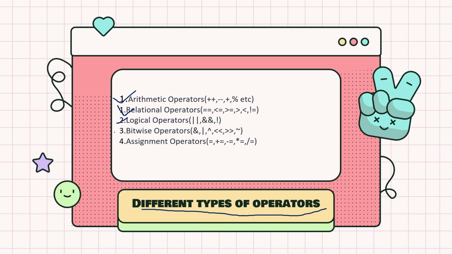Next are bitwise operators. Bitwise operators are a bit complicated. They are used to perform bit-level operations on operands. We will discuss them later. And then we have assignment operators, which are used to assign a value to a variable. We will do some examples on arithmetic operators, relational operators, logical operators, bitwise operators, and assignment operators.